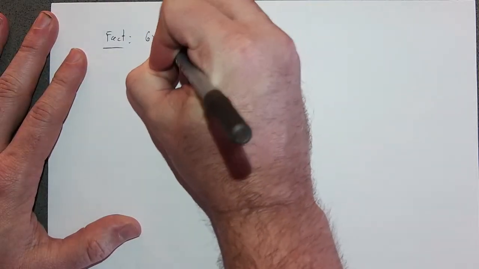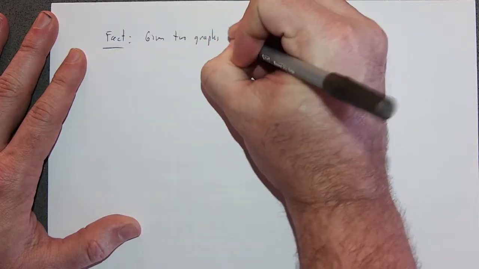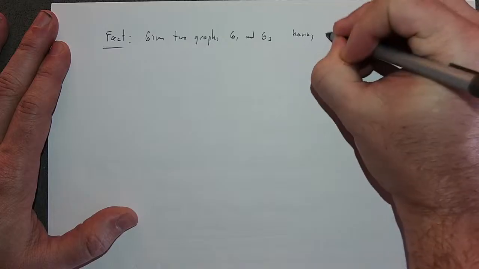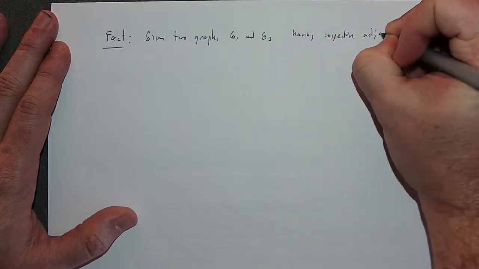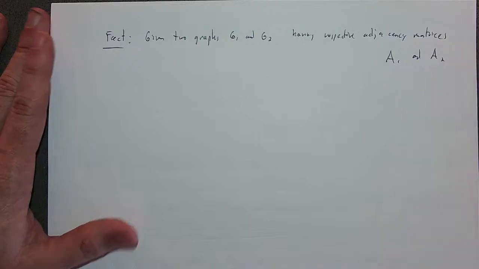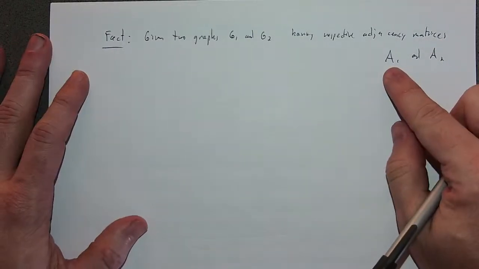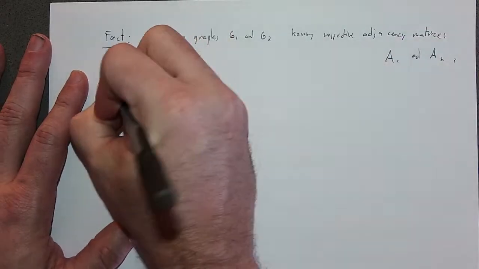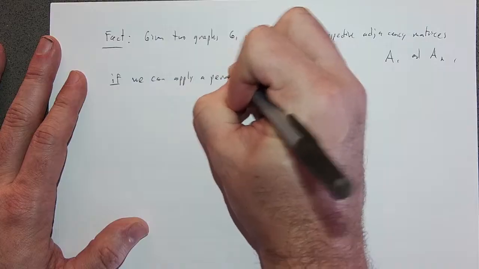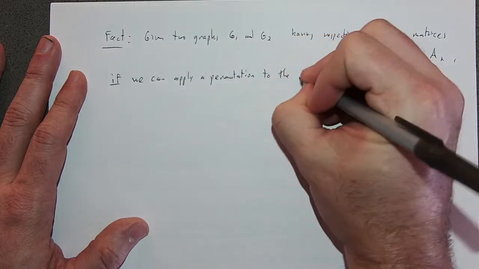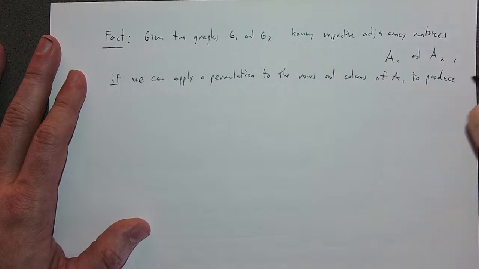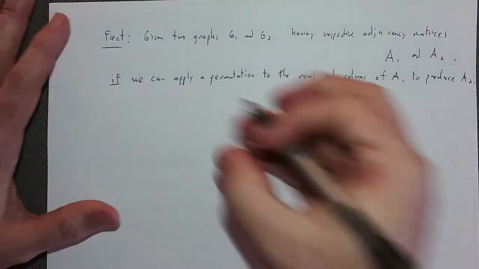Given two graphs, G1 and G2, having respective adjacency matrices A1 and A2, if one can apply a permutation to the rows and columns of A1 to produce A2, so if we can apply a single permutation to the rows and columns of A1 to produce A2, then G1 and G2 are isomorphic.